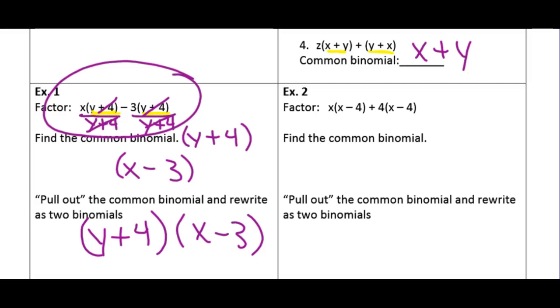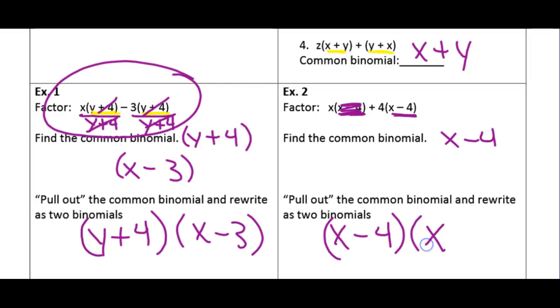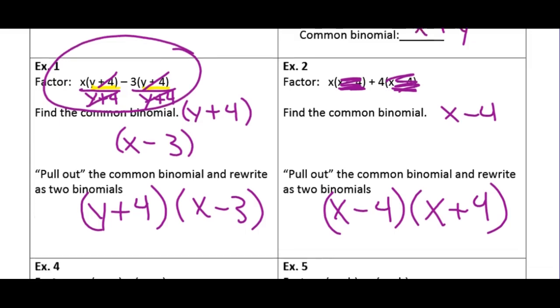So let's take a look at number 2. I see my common binomial. That's x minus 4. And I'm going to write that out front because that's what I'm removing. So if I remove that x minus 4, what's left there? X. And if I remove it there, what's left there? Plus 4. So there's my 2 binomials. And that's completely factored.